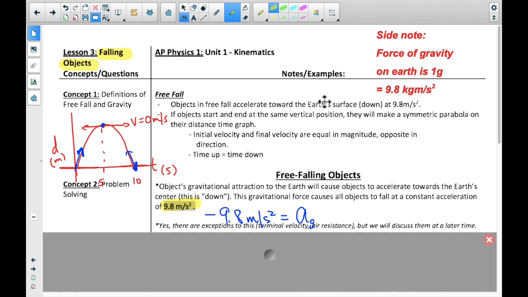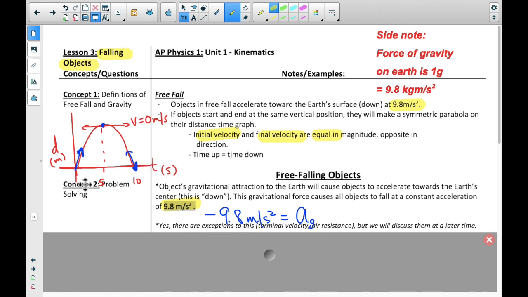Objects in free fall accelerate towards the Earth's surface downward at 9.8 meters per second squared. If objects start and end at the same vertical position, they will make a symmetric parabola on their distance-time graph, and I drew that over here. Because this is symmetrical, initial velocity and final velocity are equal in magnitude and opposite in direction. So we can see I drew these blue velocity arrows in because velocity is the slope of the distance-time graph. So this velocity and this velocity are the same. They're going to be the same magnitude, just one's going up, one's going down.